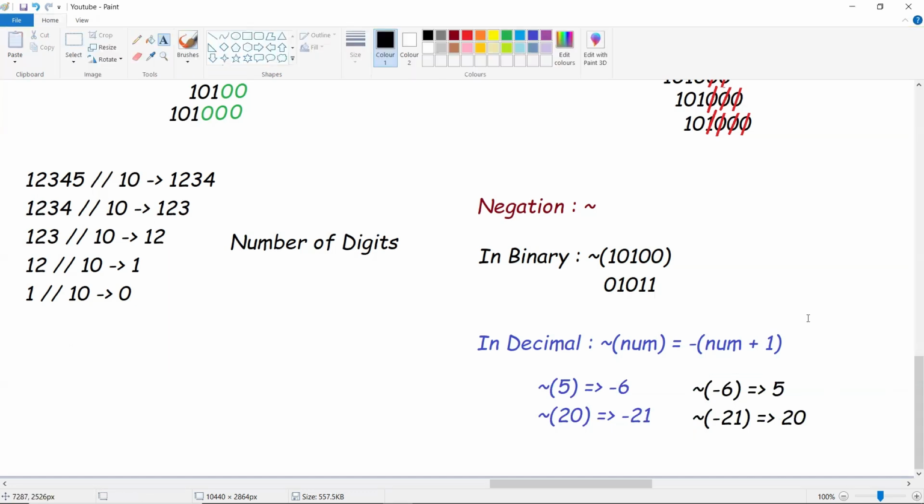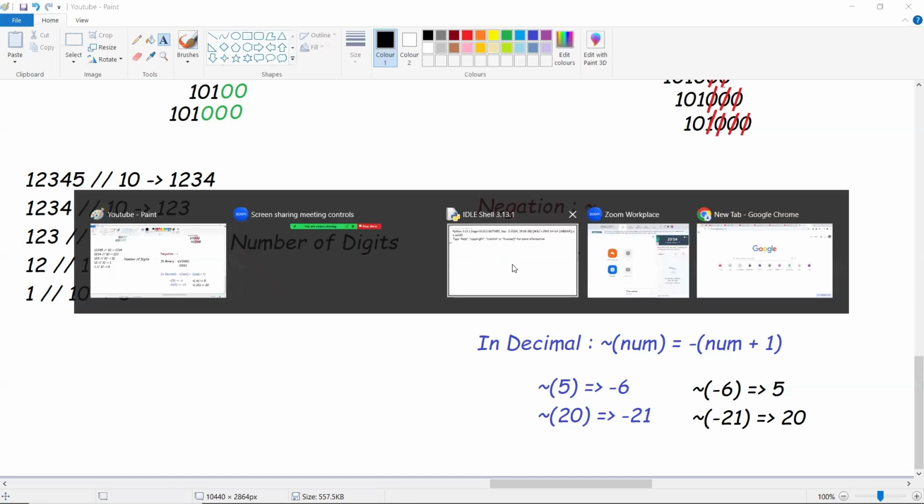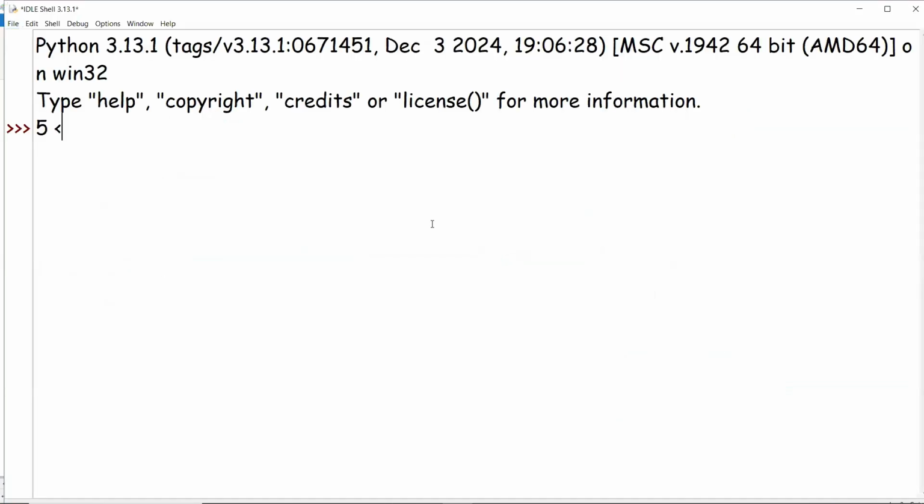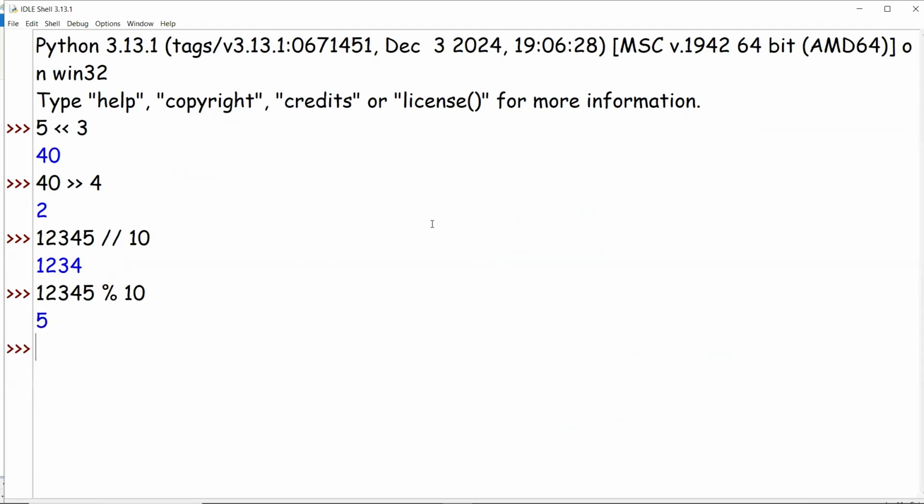Let's also observe the same outputs in our IDE. So let's take 5 left shift 3. The answer is 40. So let's do 40 right shift 4 times. The answer is 2. Similarly, as I told, 1, 2, 3, 4, 5, if you divide by 10, the last digit would be removed. Similarly, if you want to extract the last digit from that, you do modulus with that respective base. So if I do 1, 2, 3, 4, 5 modulus 10, you get the last value from it.